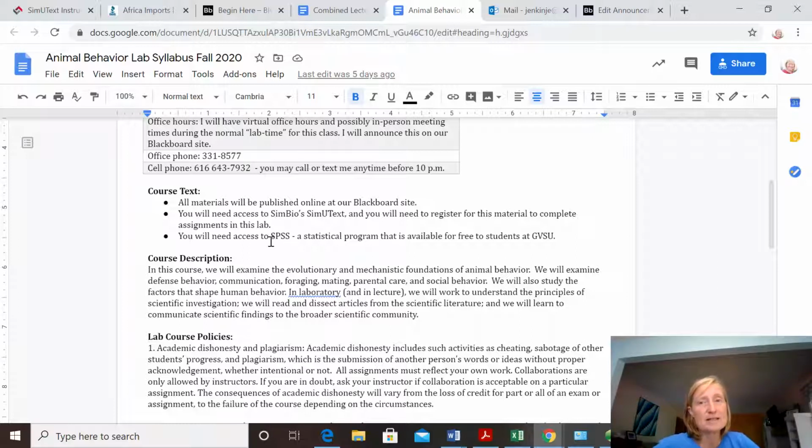You will also need access to a free statistical package called SPSS. We have this on campus. You may download SPSS onto your laptop. There are instructions for doing that. I've posted them on our Blackboard site. If you have questions or problems, then you can call the IT people to help you get that downloaded properly. You will need this. Get it started right away.